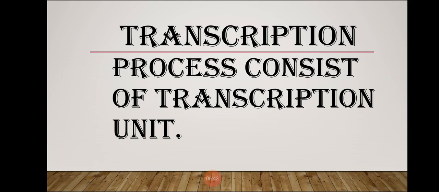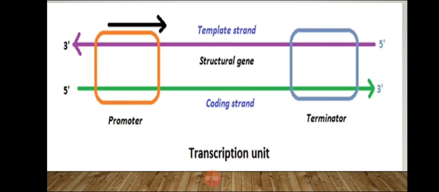The transcription process consists of a transcription unit. What do we mean by transcription unit? The definition is: each transcribed segment of DNA is called a transcription unit. That means the DNA segment which is going to undergo transcription is called the transcription unit. It consists of three things: promoter, structural gene and terminator. I repeat, promoter, structural gene and terminator.